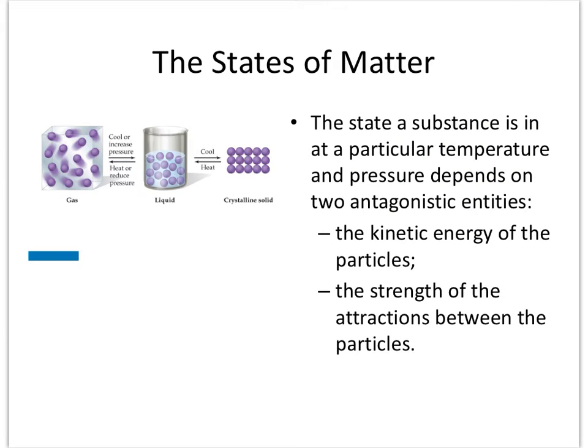There are a couple different things that will determine the phase of matter that a particular substance is in at a particular temperature and pressure. It has to do with the kinetic energy of the particles, which is them moving around, versus, they're antagonistic, the strength of the attractions between the particles.